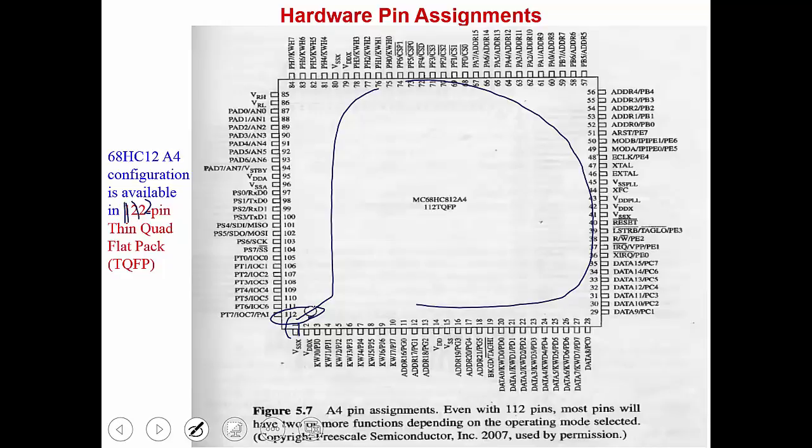Most of these pins have two different functions, depending on which mode we configure. They either send data or address. We call it 112 TQFP, thin quad flat pack. So this is the self-contained 68HC12 A4 version of the microcontroller. You see, we have a lot of pins. There are 112 pins.